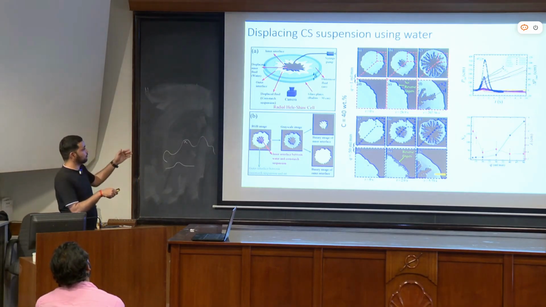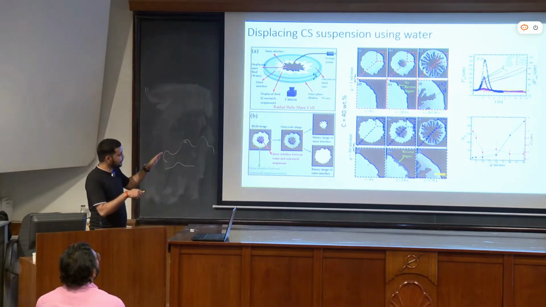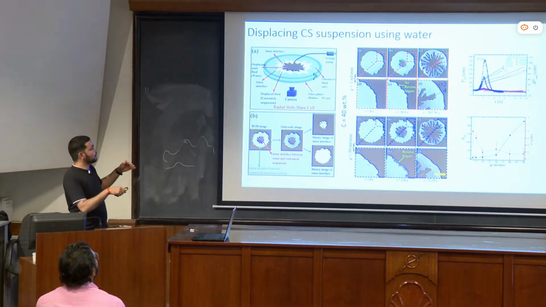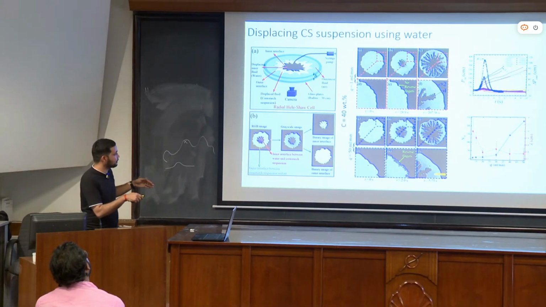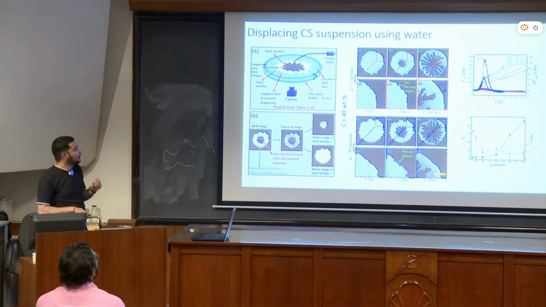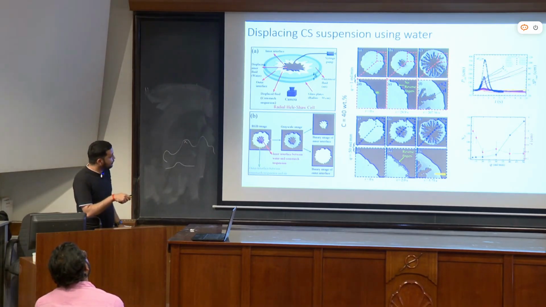But if we displace the same suspension with the same water, but we change the shear rate or the injection flow rate, what we observe is that in addition to this pattern at the inner boundary, we see that this kind of fingers are also occurring at the intermediate times, and they are very transient in nature. So initially there is nothing, but when the water is injecting, you see that these fingers form, and at a later time they are gone.